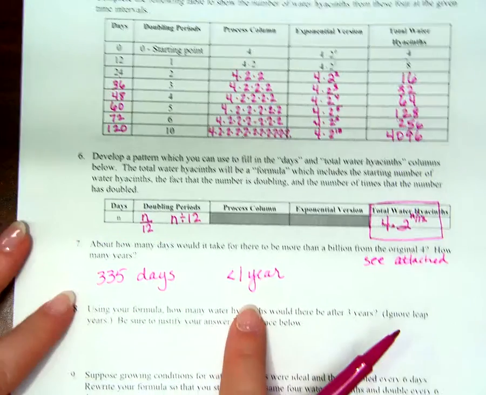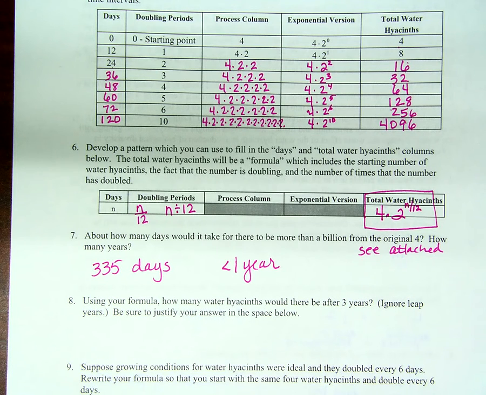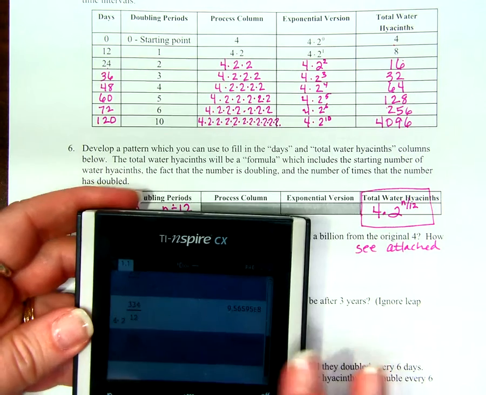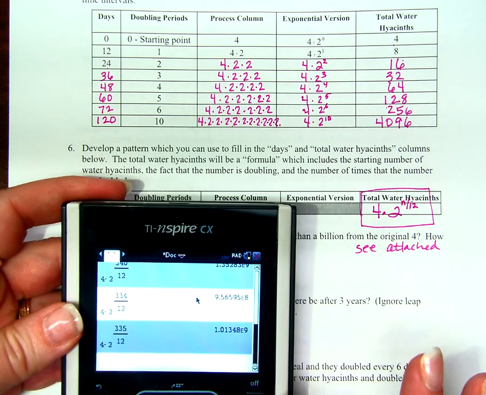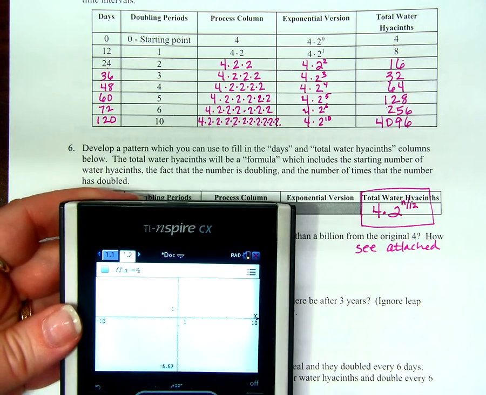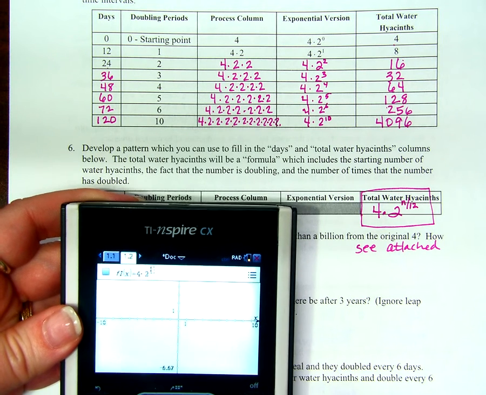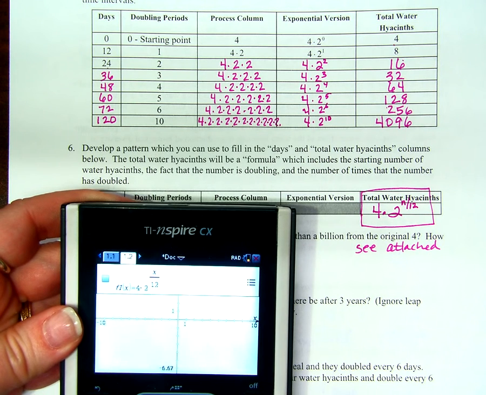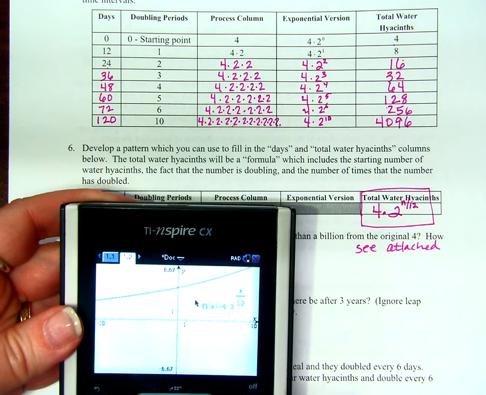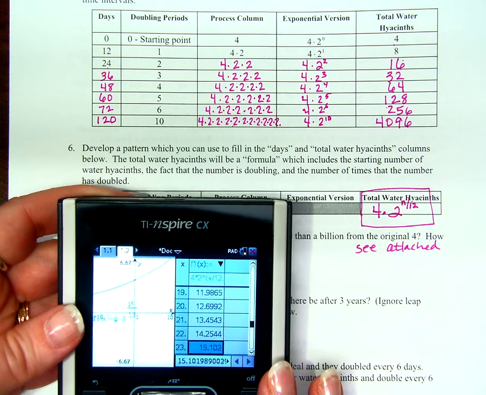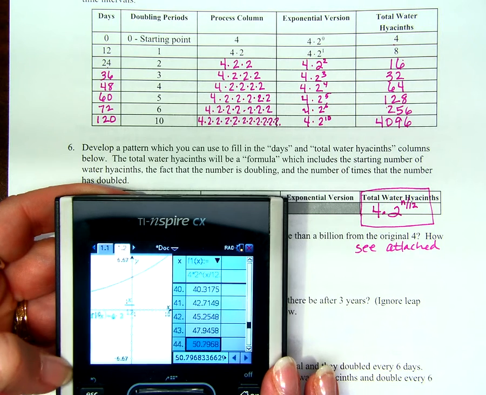Using your formula, I told you there was a couple ways that I knew of, and we tried guessing. How else could we have done this? A table? I thought about it. Now, is that necessarily easier? No, because 4 times 2 raised to the x over 12. So I'm looking for 1 billion right here. I would have to go a long ways, wouldn't I?